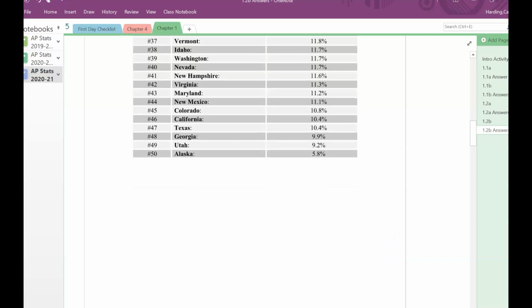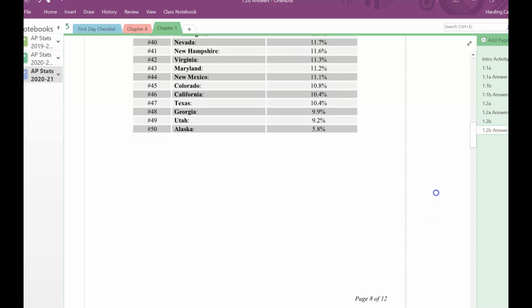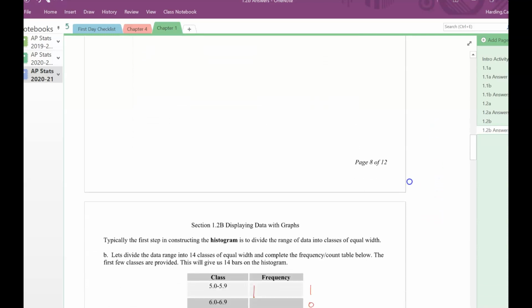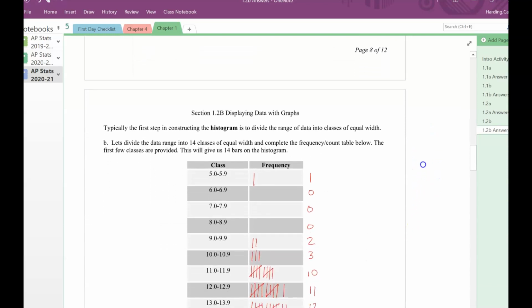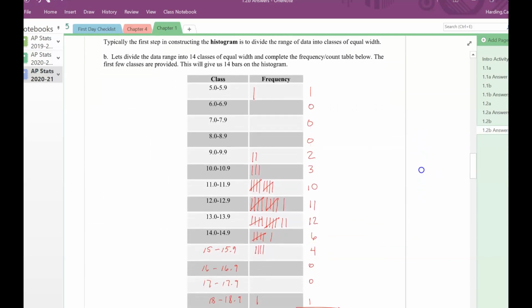Histograms will group data into intervals and then make a plot similar in look to a bar graph, but we will talk about what the difference is between a bar graph and a histogram. So the first thing that you're going to need to do for a histogram is you're going to want to fill out something called a frequency table.